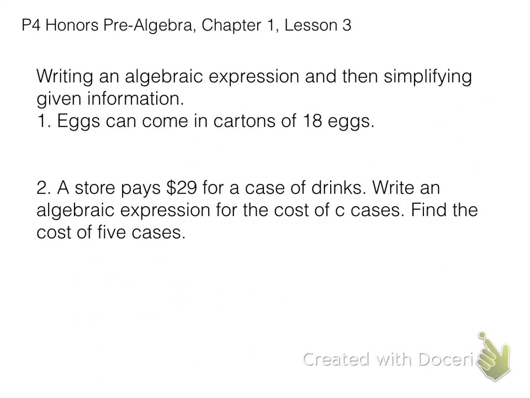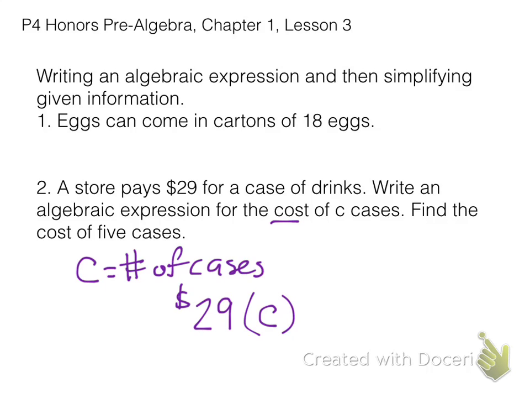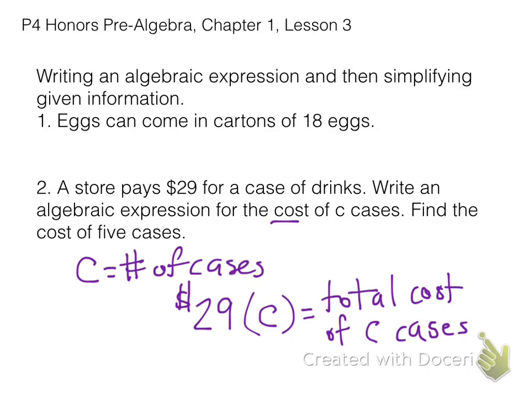Okay, next example problem. Say a store pays $29 for a case of drinks. Write an algebraic expression for the cost of C cases. Then we're going to find the cost of 5 cases. If C is the number of cases, and we multiply C by the cost of 1 case, we're going to get the total cost of C cases, right? So that's the algebraic expression they're looking for.